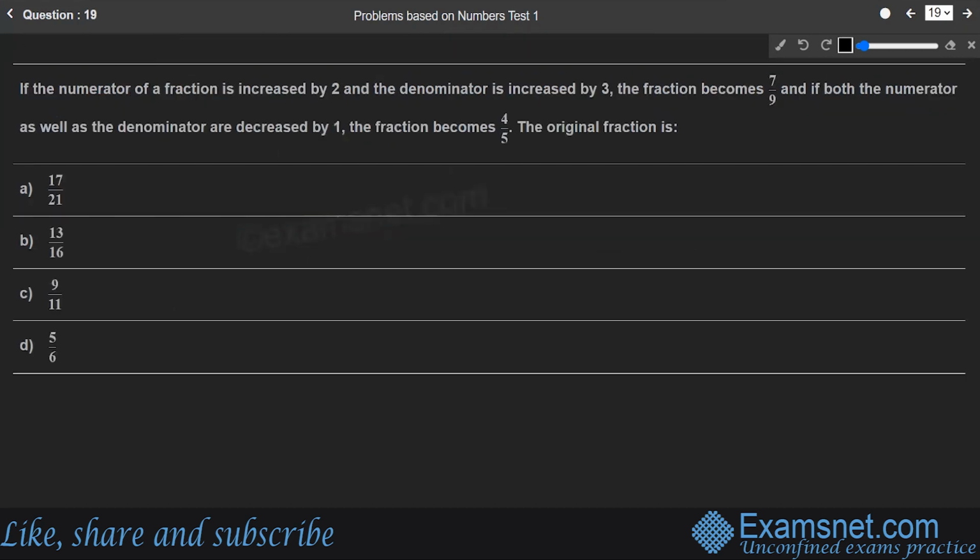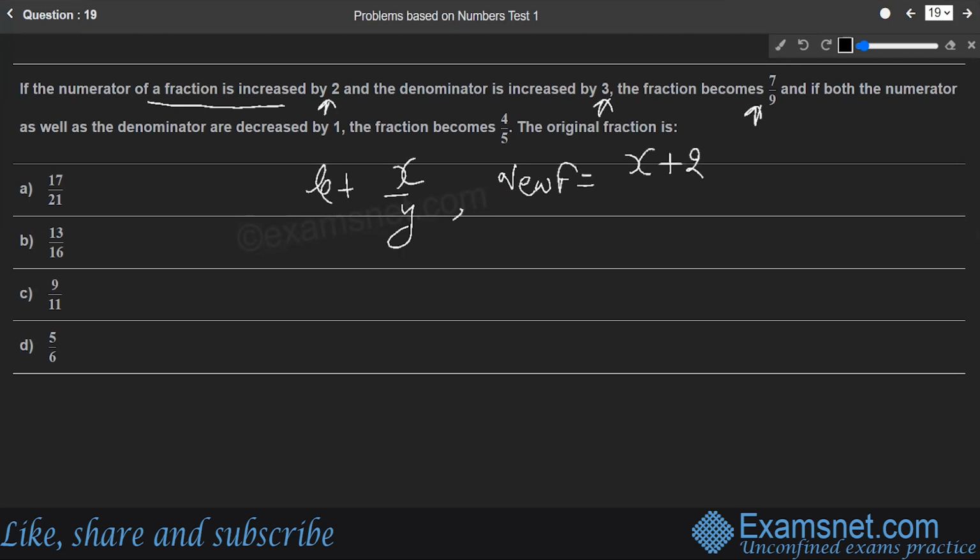Now, if the numerator of a fraction is increased by 2 and the denominator is increased by 3, the fraction becomes 7 by 9. So, for this case, we can obviously assume the fraction. Okay, so let's say the fraction is x by y. Then he says the numerator of the fraction is increased by 2. So, the new fraction becomes how much?